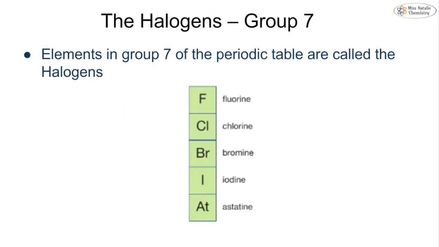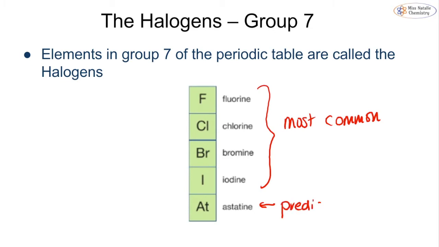So the halogens are group 7 of the periodic table, and they are fluorine, chlorine, bromine, iodine and astatine. Now the ones that you will focus on most in your exam would be the first 4. So fluorine, chlorine, bromine and iodine. If you are asked about astatine, it is typically a predicting properties question because we don't know that much about astatine, but we will come back to that later on in this video.